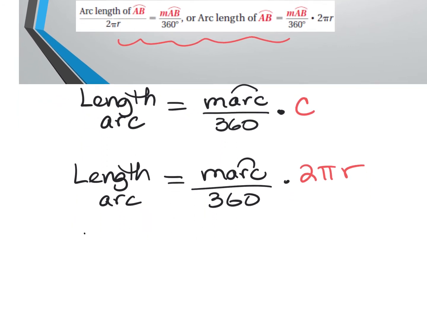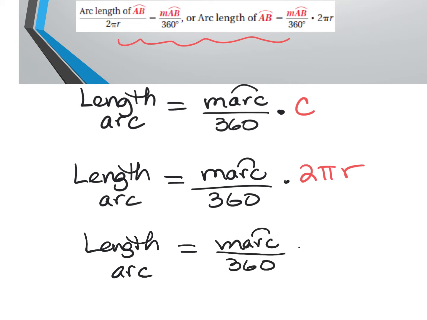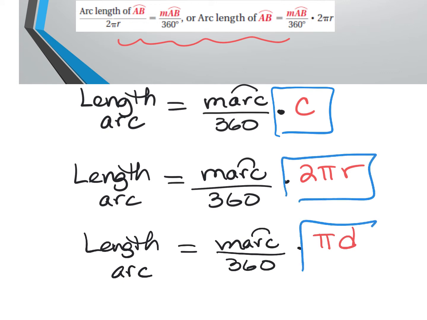Or they may ask you to find the length of the arc, and again, give you the measure of the arc, divided by 360, and instead, maybe they'll give you a diameter this time. And then you would use this one. So again, they're all the same formula, but what's different is the variation of circumference, whether they already give it to you calculated, whether you're given a radius, or whether you're given a diameter.